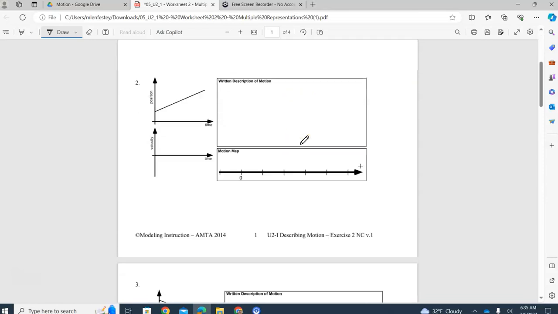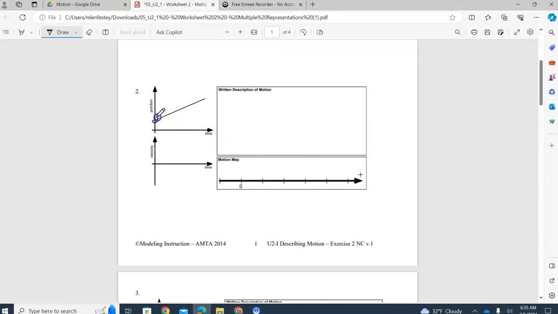All right, let's look at the next one. This one again is starting in front of 0, so somewhere over here, maybe I'll put a dot right here. And this one has a positive slope to it. That means it has a positive velocity, and that's a constant slope. That means a positive constant velocity. So I'm going to try to draw a nice horizontal line here that's positive. Hopefully it looks pretty constant. And then my motion map will have equally spaced dots because it's going at a constant velocity.